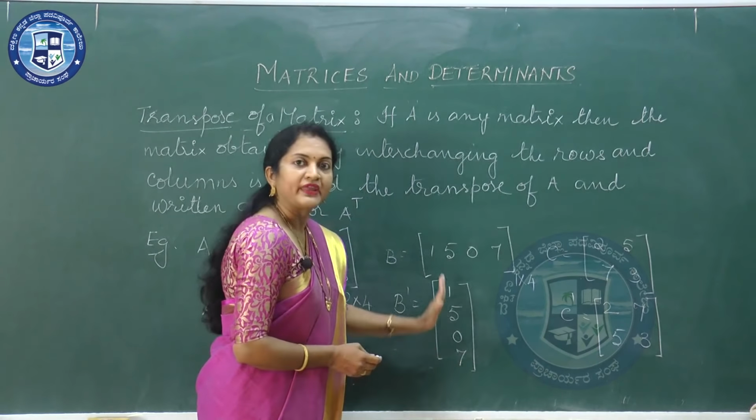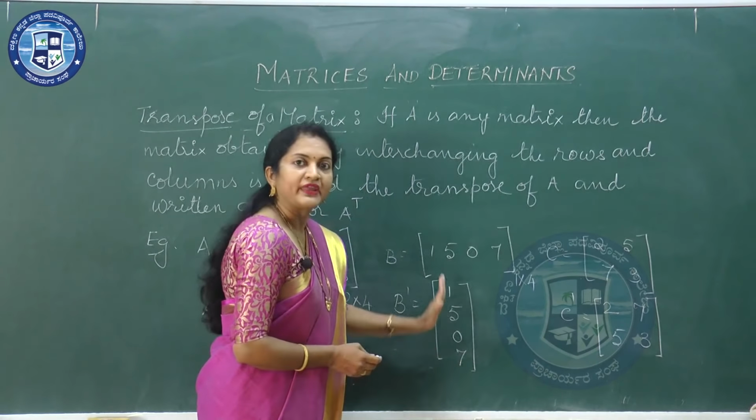Here the order is 2 by 2 and the transpose order is also 2 by 2. Now you can observe that if the matrix A is of order 2 by 4, then its transpose is of order 4 by 2. Rows are changed to columns, columns changed to rows. So here 1 by 4 is the order. Now the order of the transpose is 4 by 1. Here it is 2 by 2, and it stays 2 by 2.